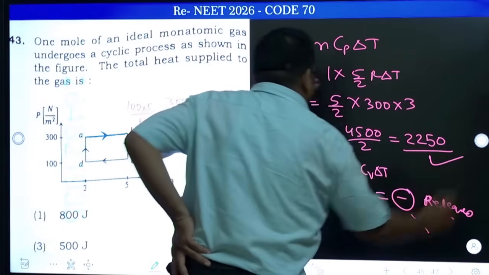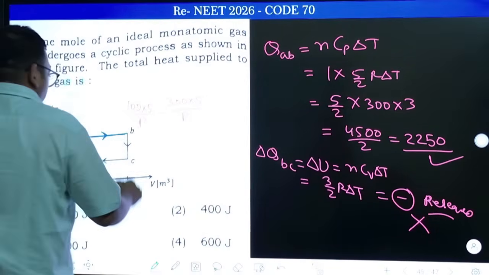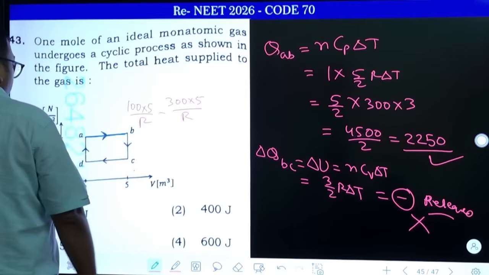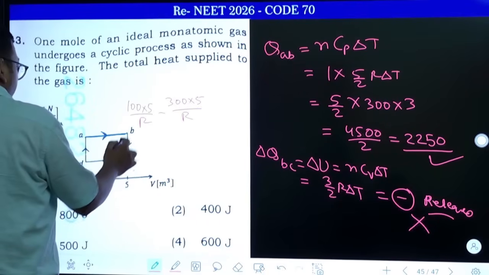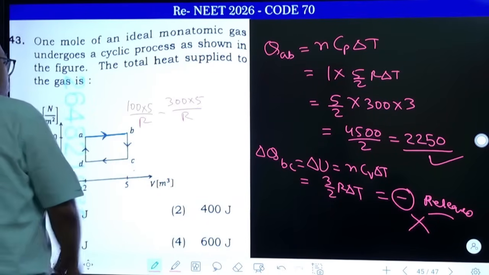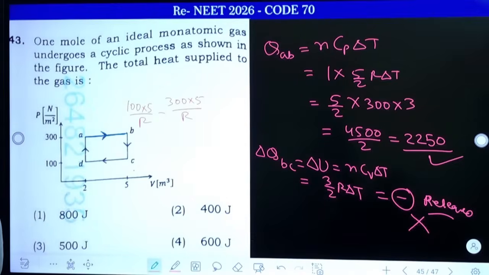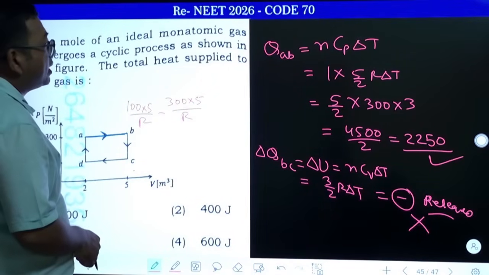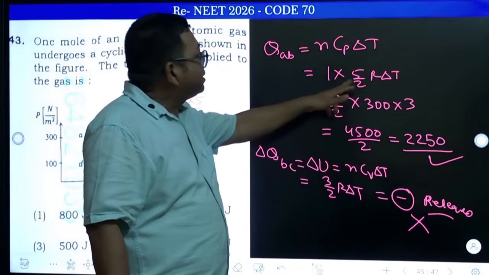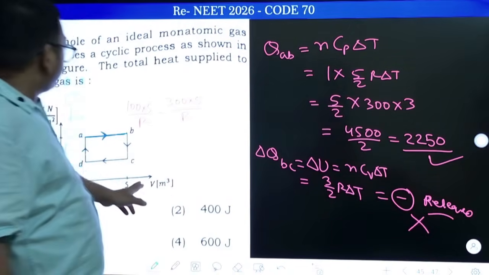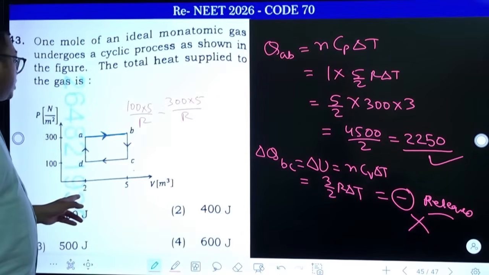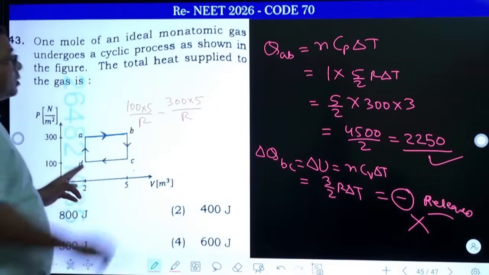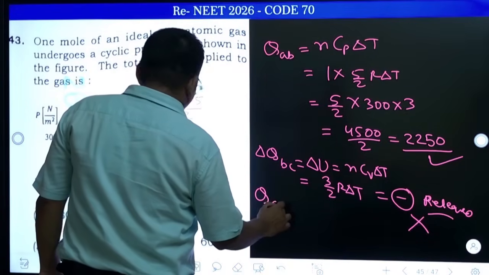Released heat we don't have to take, only absorbed heat we have to take. Then next, total heat supplied to the gas is... heat supplied means here it is released. What about the CD process? The CD process will be negative again, in the same way, and you will calculate Cp delta T. How do you calculate delta T from here to here? You calculate R delta T for this. So you calculate Q_CD.